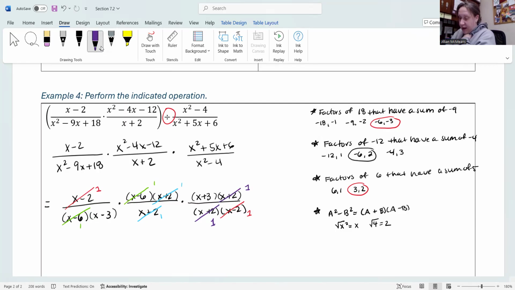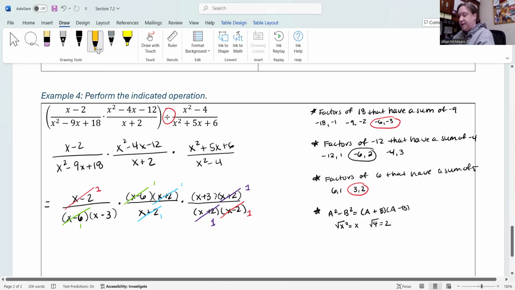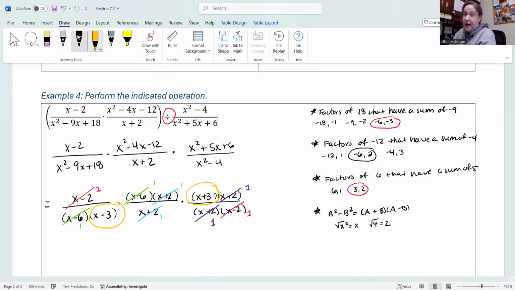So let's see what we're left with. Let me find another color. We'll do yellow, even though that one's kind of hard to see. So looking at all of this, I'm left with an x plus 3 and an x minus 3. So that ends up being my final answer. Everything else is just a 1. So my final answer is x plus 3 over x minus 3.